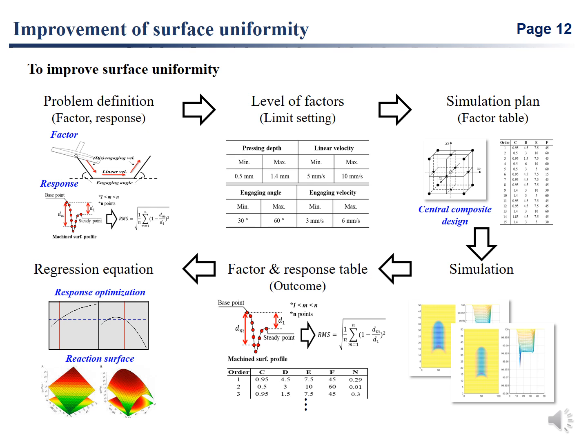The factor table generated in the previous step is utilized in the simulation. Through this, we can obtain the factor and response table. Finally, we can derive the regression equation by using this table. And the regression equation can be utilized in response optimization and the response surface.